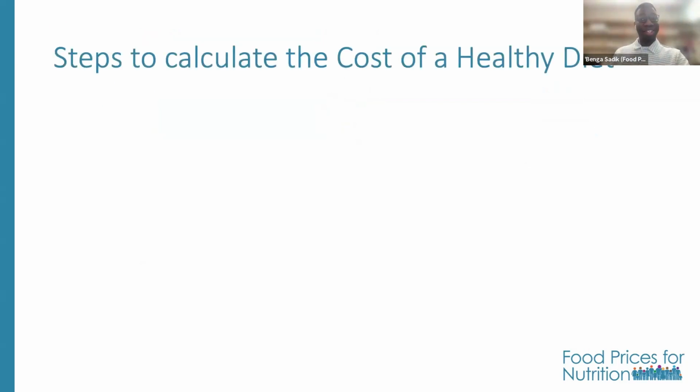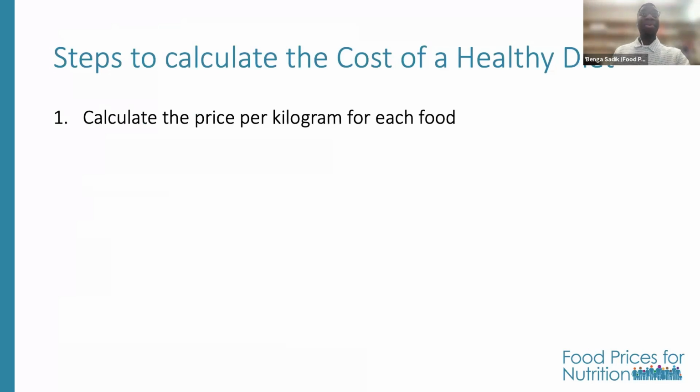So I will itemize the steps for calculating the cost of a healthy diet, and then show an example of that. The first step is to calculate the price per kilogram for each food. When we collect the food prices, they are usually in price per unit. So if it's milk, for example, it's the price of 1 liter of milk or 1 gallon of milk as it is sold in the market. If it's eggs, it's the price of 1 crate, or a dozen, or 1 piece of egg as it is sold in the market. So to standardize that across all the different food items, we calculate the price per kilogram of each food.